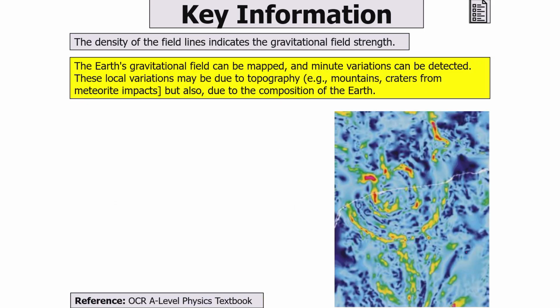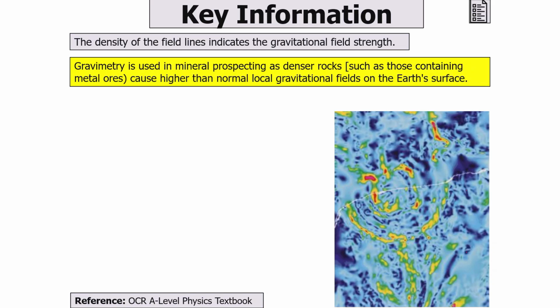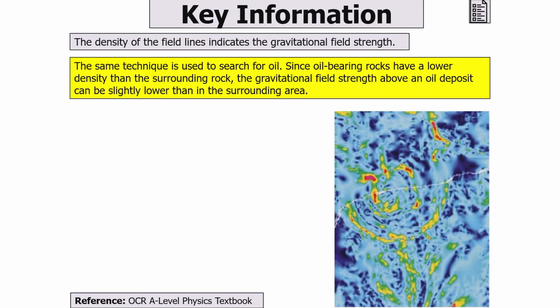Now, the Earth's gravitational field can be mapped and minute variations can be detected. These local variations may be due to topography, e.g. mountains, craters from meteorite impacts, but also due to the composition of the Earth. Gravimetry is used in mineral prospecting as denser rocks, such as those containing metal ores, cause higher than normal local gravitational fields on the Earth's surface. And the same technique is used to search for oil. Since oil-bearing rocks have a lower density than the surrounding rock, the gravitational field strength above an oil deposit can be slightly lower than in the surrounding area.